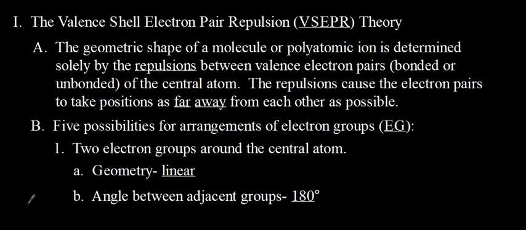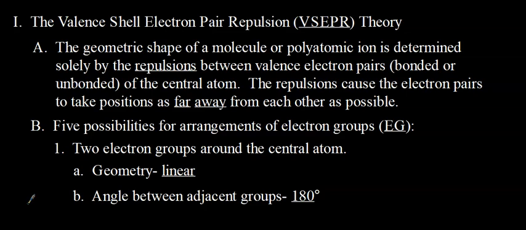Here's what it says. The geometric shape of a molecule or polyatomic ion is determined solely by the repulsions between valence electron pairs, whether these electron pairs are involved in bonding or not. So this is bonded or unbonded or lone pairs of electrons on the central atom. The repulsions cause the electron pairs to take positions as far away from each other as possible so as to minimize those repulsions. So there's 5 possibilities for the arrangements of the electron groups on the central atom.